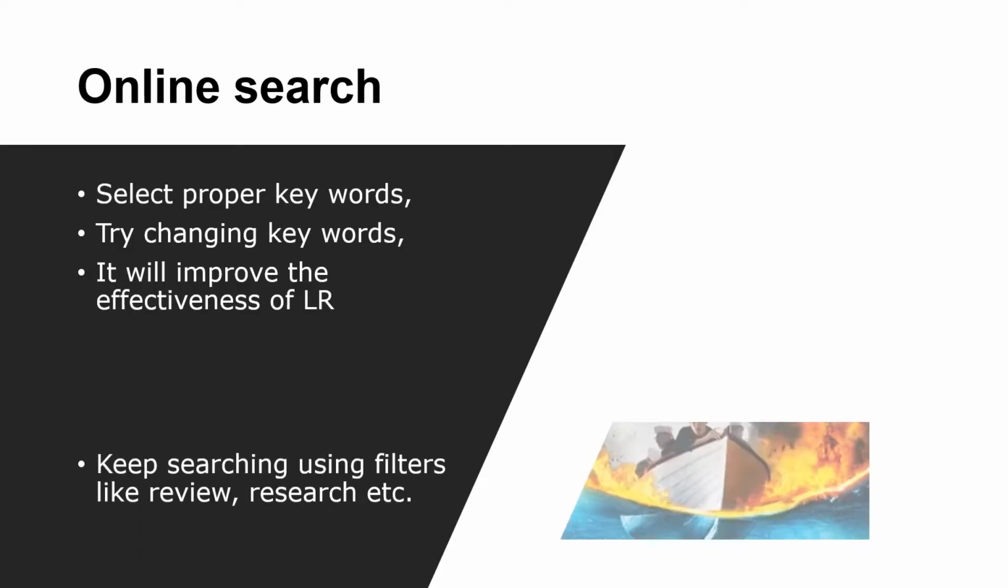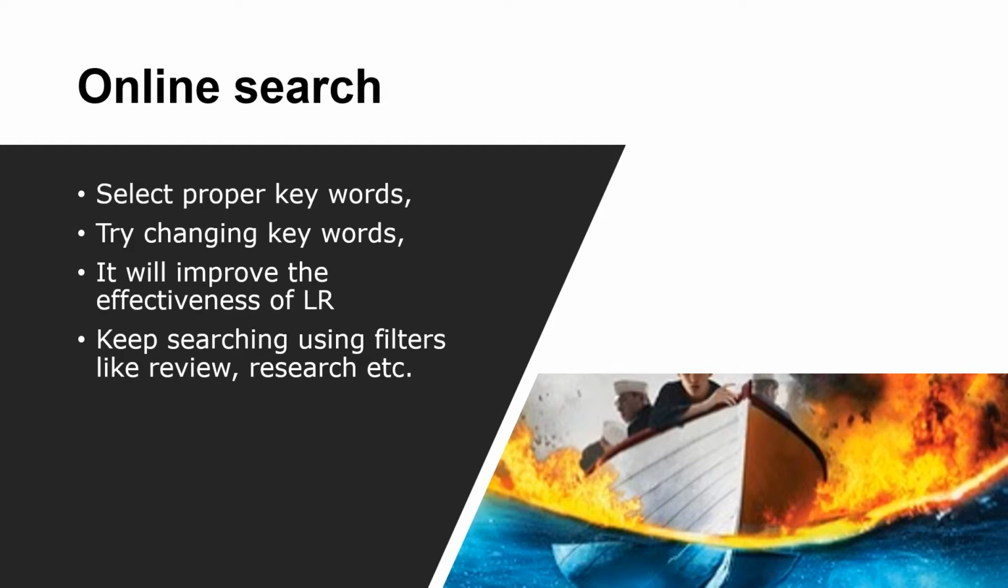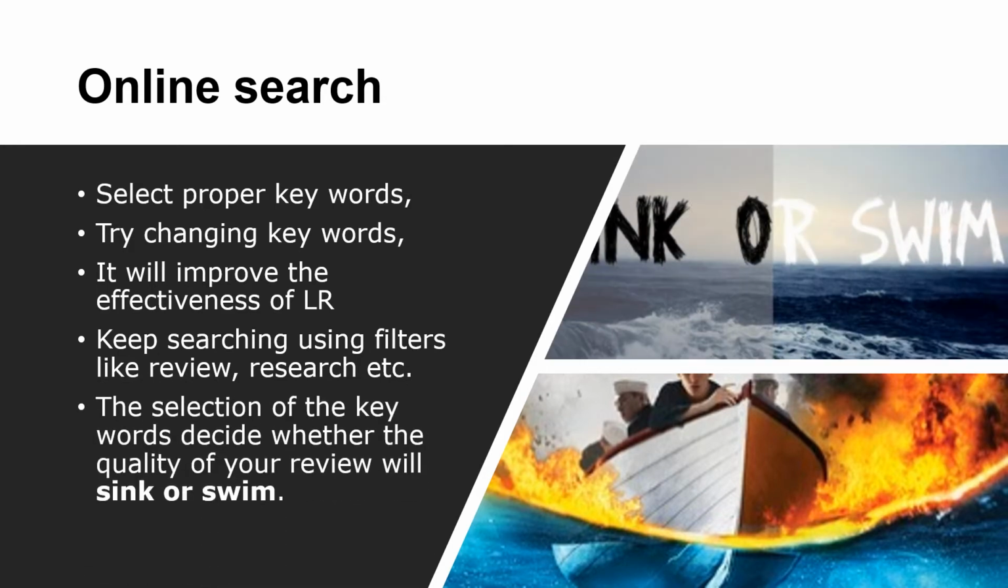Select proper keywords. Try shuffling and changing the keywords. It will improve the effectiveness of your literature review. Try and explore the various filters like research and review, or research only, or review only. These kinds of filters and this kind of selection of keywords improve the overall effectiveness and the quality of your literature review.